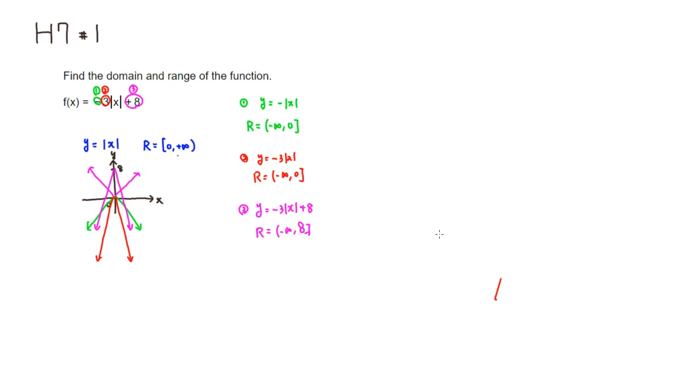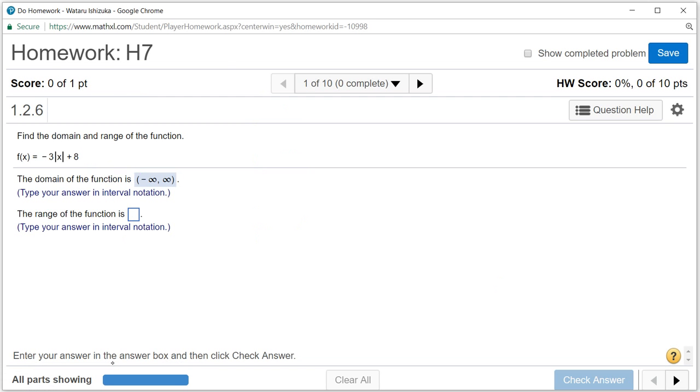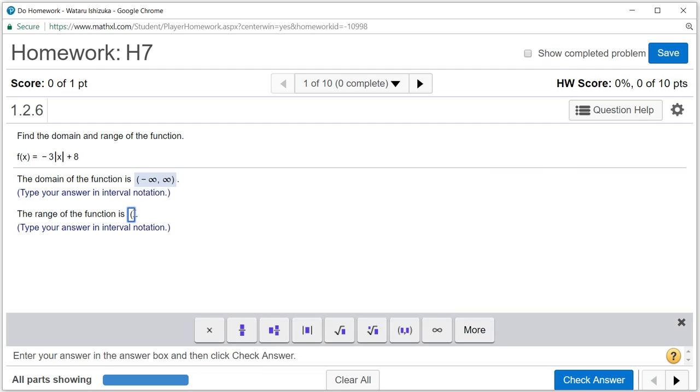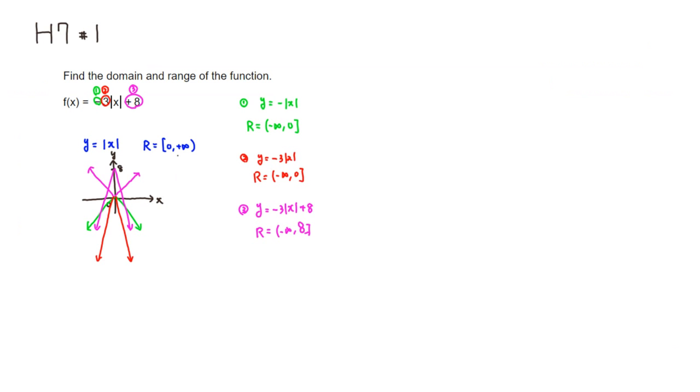Let's type it in. The range is going to be from negative infinity to positive 8, and then we put the square bracket. Let's check the answer. Alright, we got that. That's it. I hope that this was clear.